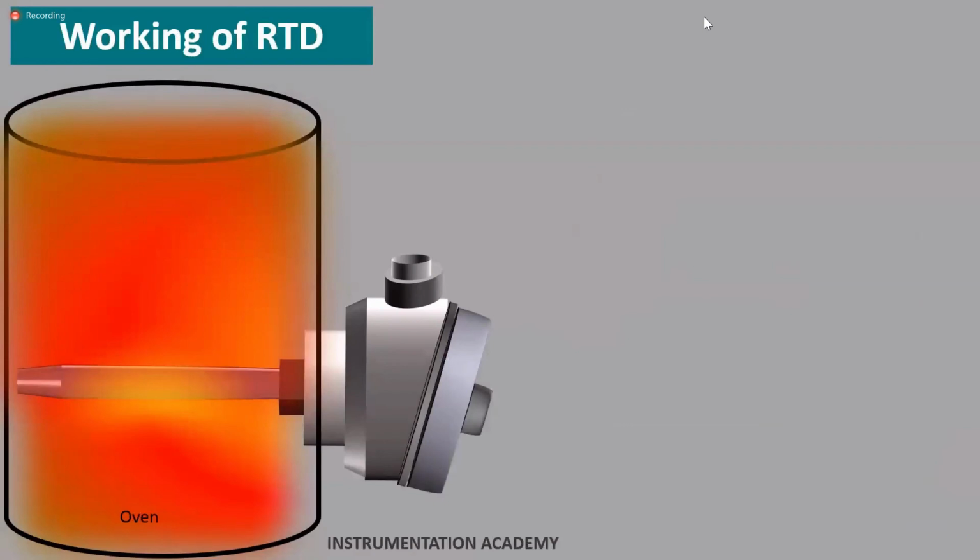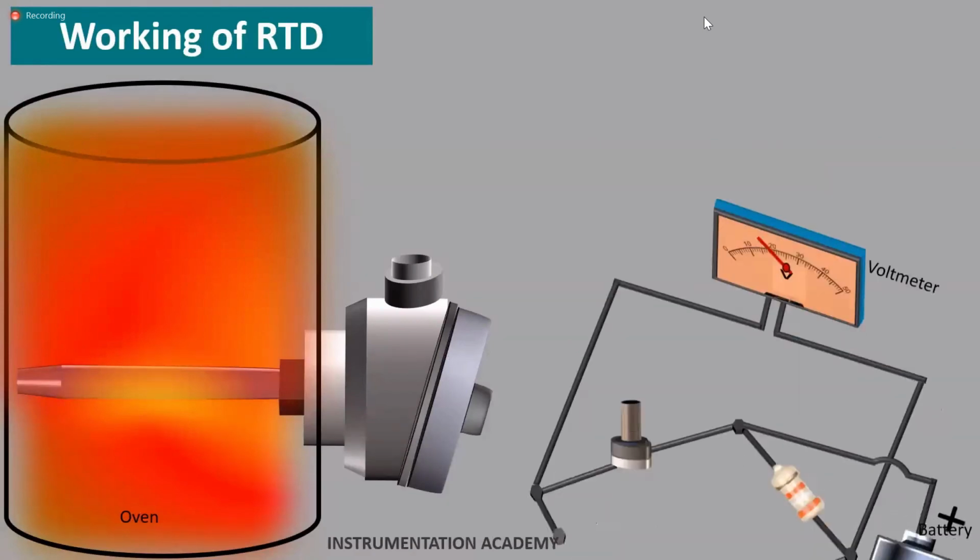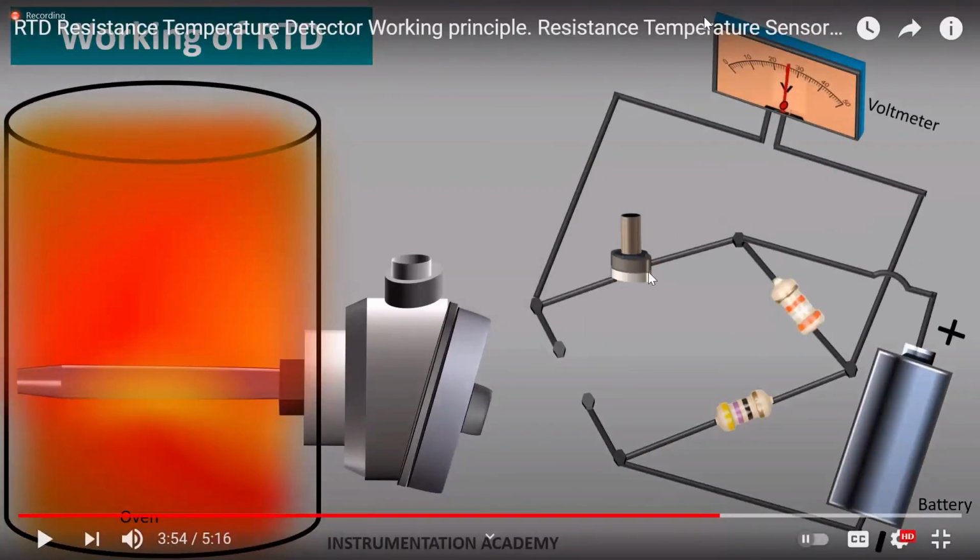Resistance to a change in voltage, and this can be done using a Wheatstone bridge. A Wheatstone bridge is one type of electrical circuit, and here we have four resistors. This is also one type of resistor called a potentiometer, and these two are fixed resistors. And this is a battery power supply, and here we have the voltmeter connection.